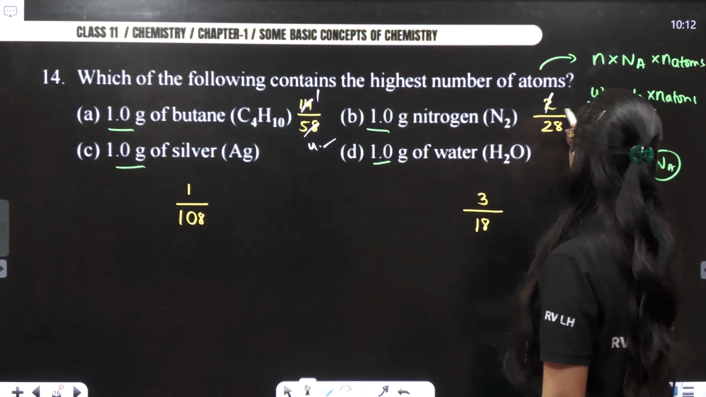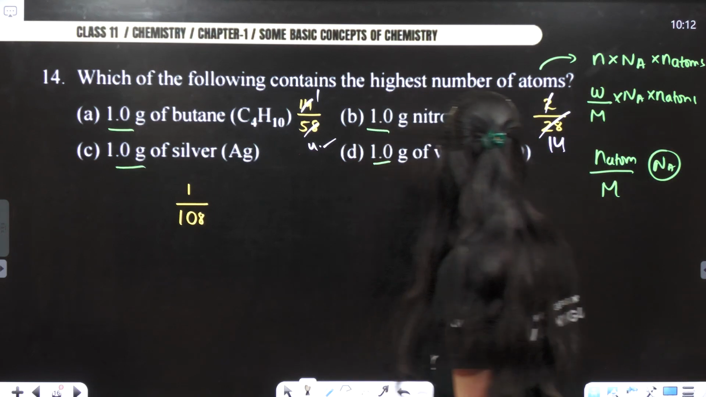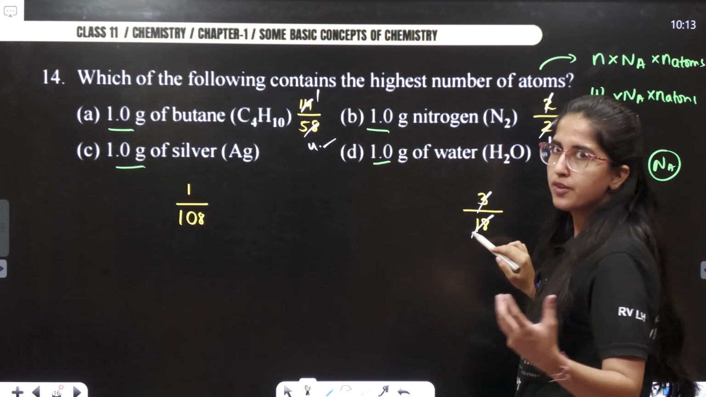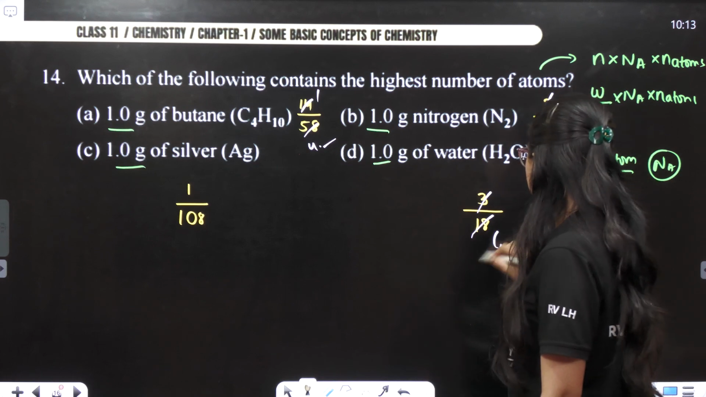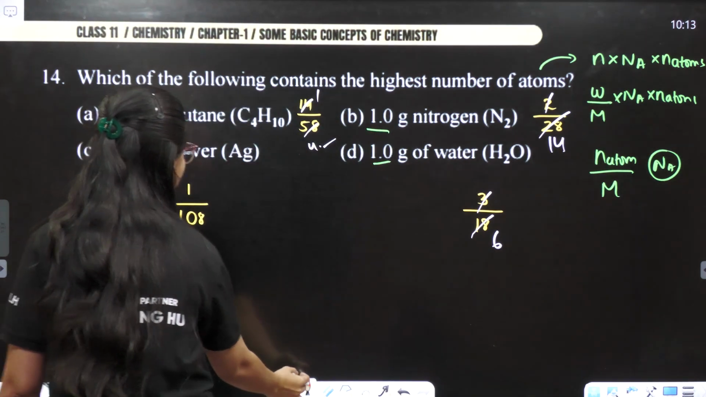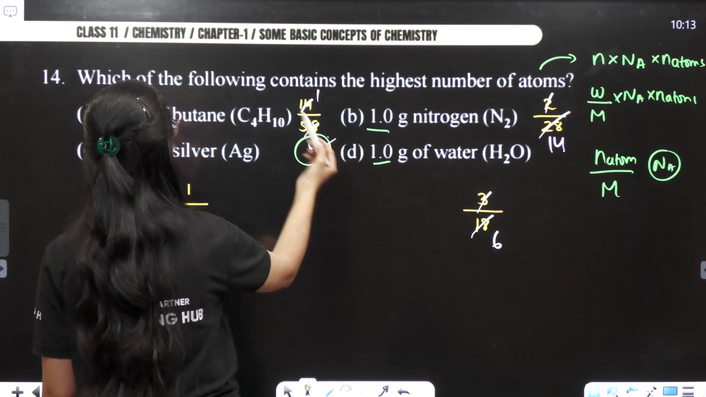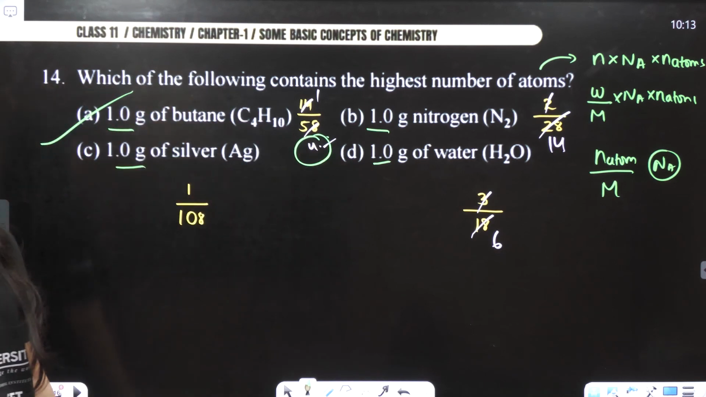And here 2 ones are 2, 2 fours are 8, 14 it will come. And here 3 ones are 3, 3 ones are 3, 3 fours are 12, 15, this is the 18, 6. So now which one is having the least denominator having the most value? Correct? So least denominator is for first option, so therefore its number will be very high. So option number E will be your correct option.